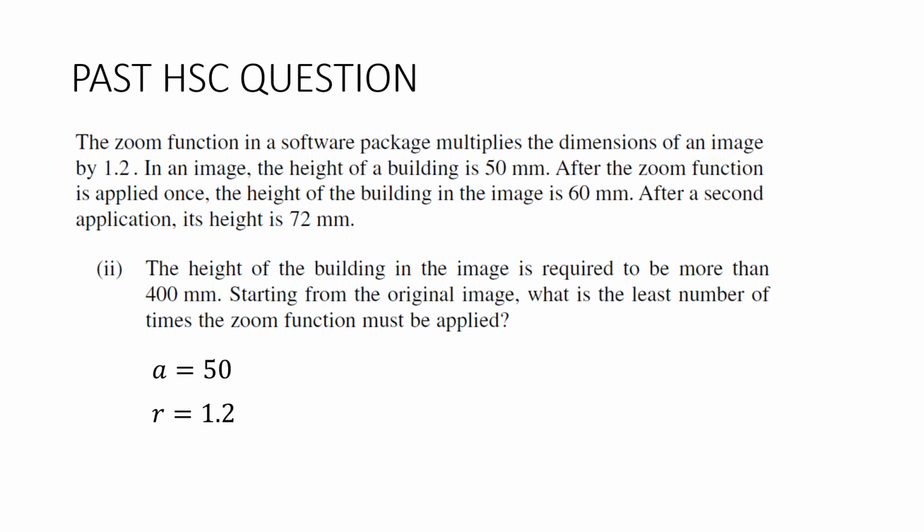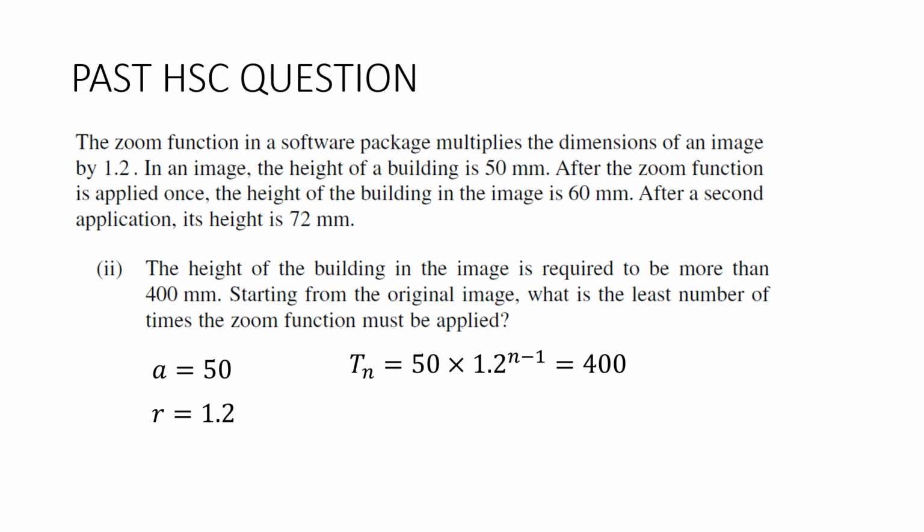Part 2. The height of the building in the image is required to be more than 400 millimeters. Starting from the original image, what is the least number of times the zoom function must be applied? So again, we've got A is equal to 50 and R is equal to 1.2, but this time we don't know what n is. So using our formula, we're going to get 50 times 1.2 to the n minus 1, and this is going to equal 400.